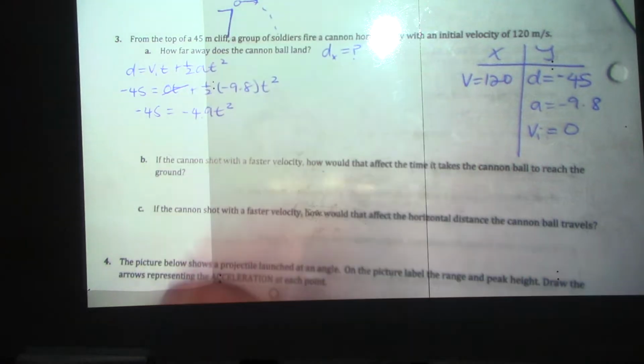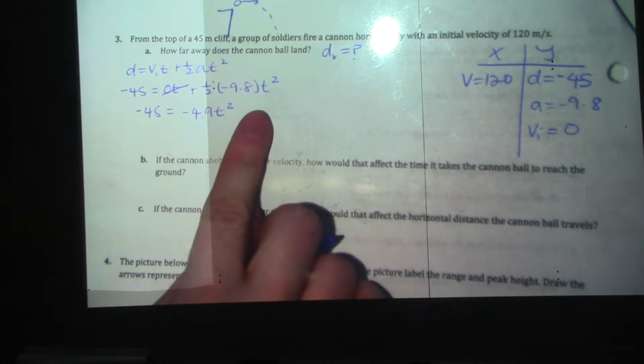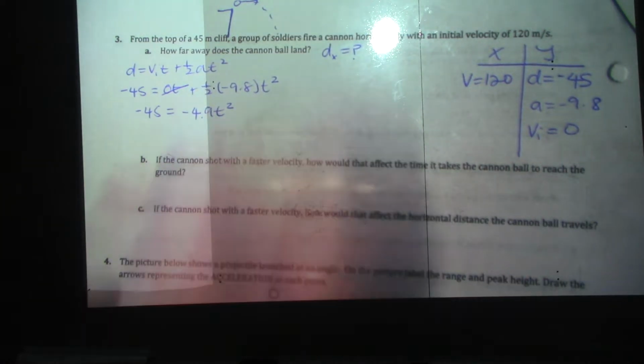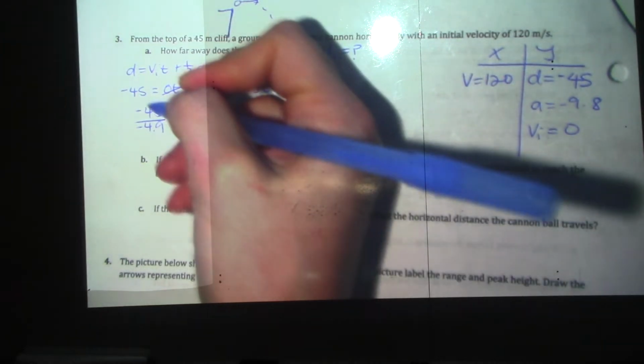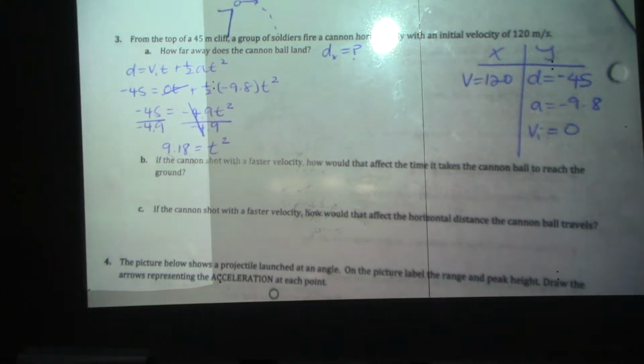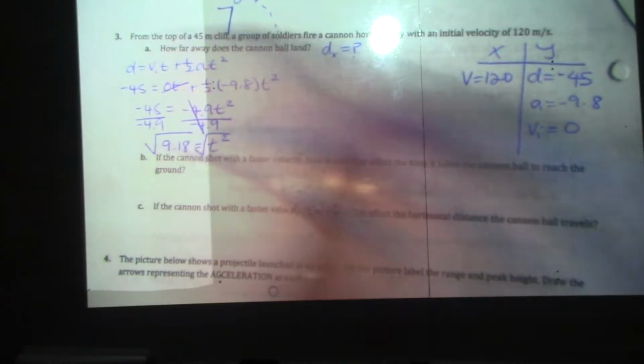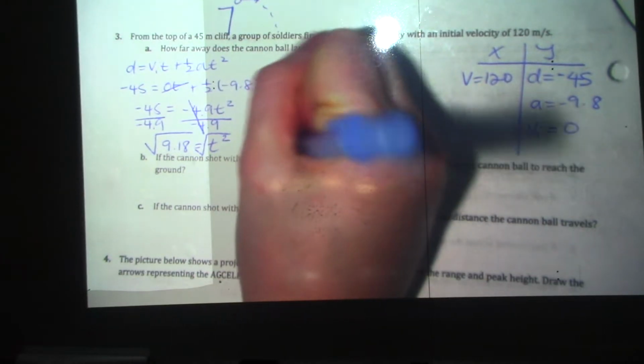So the y distance is negative 45, equals 0t plus 1/2 negative 9.8 t squared. 1/2 of negative 9.8 is negative 4.9. And then I have negative 4.9 t squared, trying to get t by itself. So first I would divide the negative 4.9 over. 45 over negative 4.9 gives me positive 9.18. That's what t squared is, right? Still not done for t, so I need to undo the square, so take the square root, so that gives me my time is 3.02.